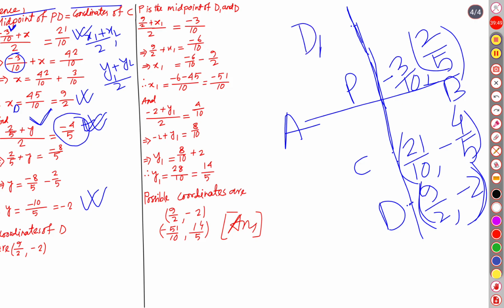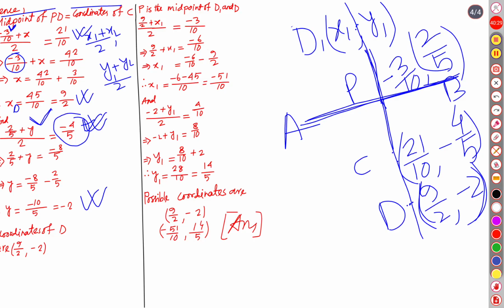So suppose we are considering this as D1. D1 is equal to (x1, y1). D may be over here also, where the coordinates may be x1 and y1. Now the question is, what is the relationship between these D's? Look, as P is the midpoint of line AB, and we have already got the distance from P to D.